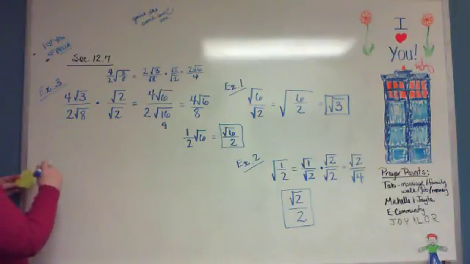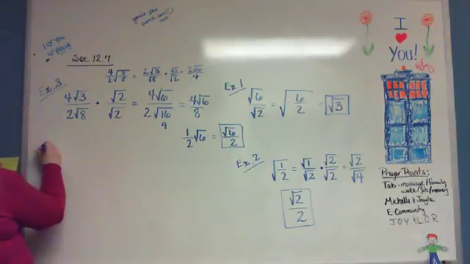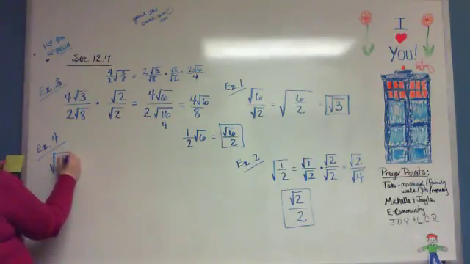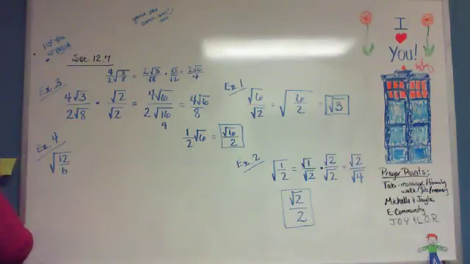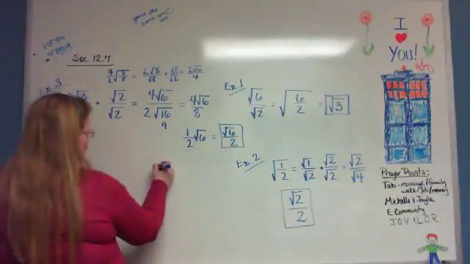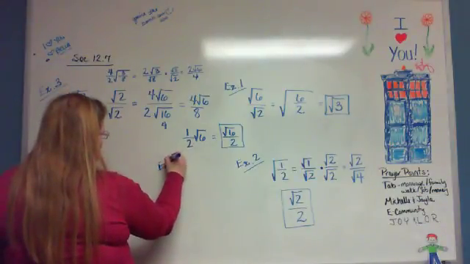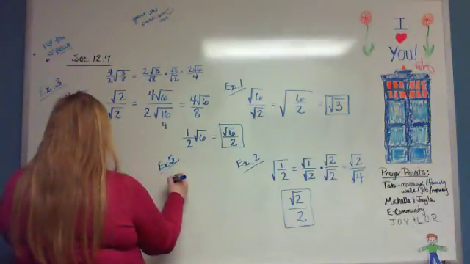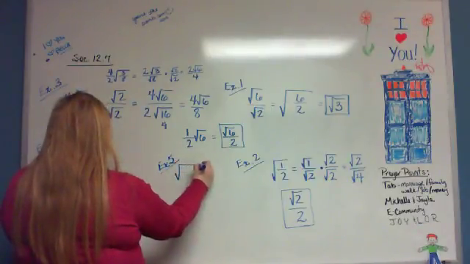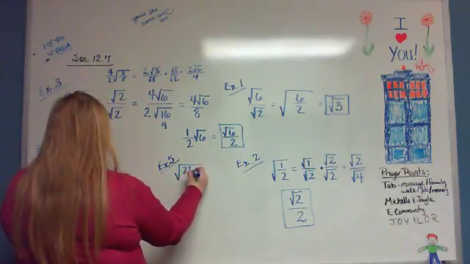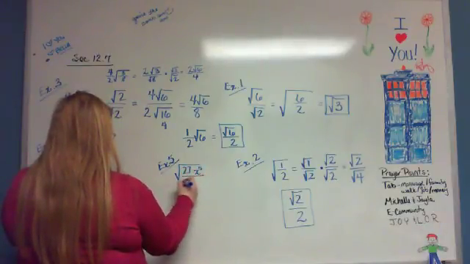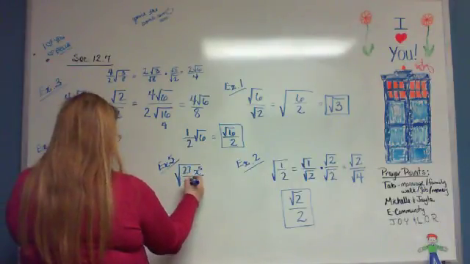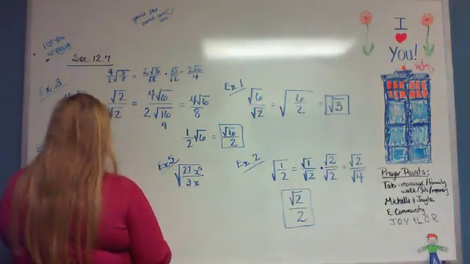One more. Okay, not one more. Quite a few more actually. Example 4: square root of 12 over b. And example 5 is square root of 27x to the 5th over 3x.